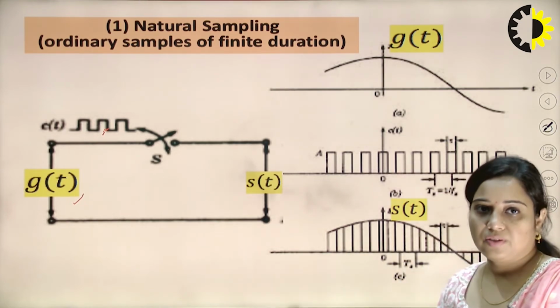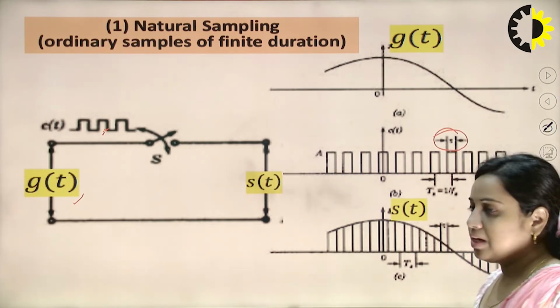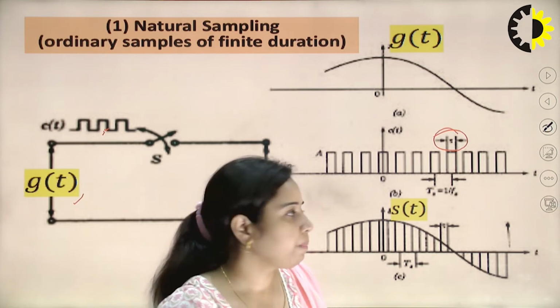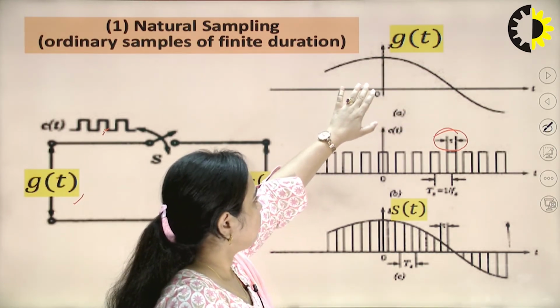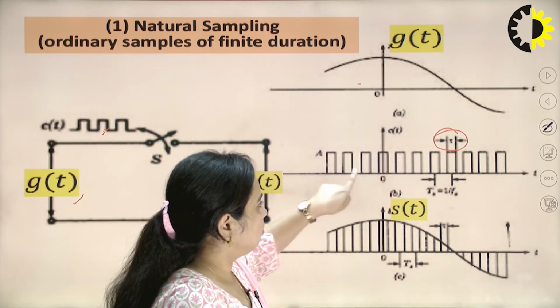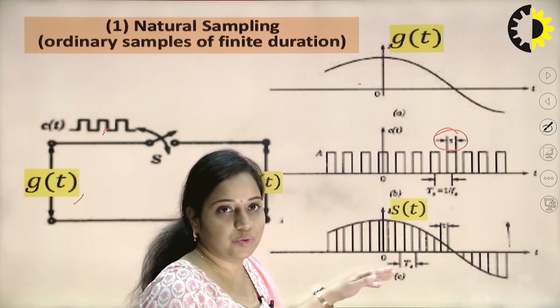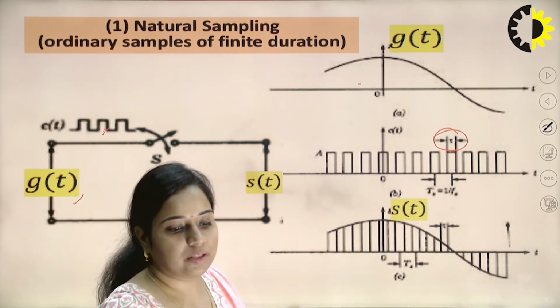In natural sampling, as you can see, there exists a width of the pulse, denoted by tau. This is the input waveform that you want to sample. This is the train of pulses, and this is how the sampled signal looks in the case of natural sampling: ordinary samples of finite duration.